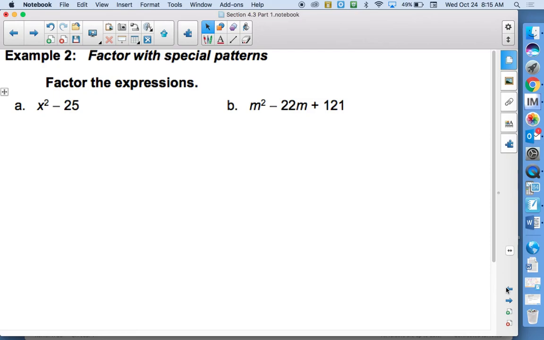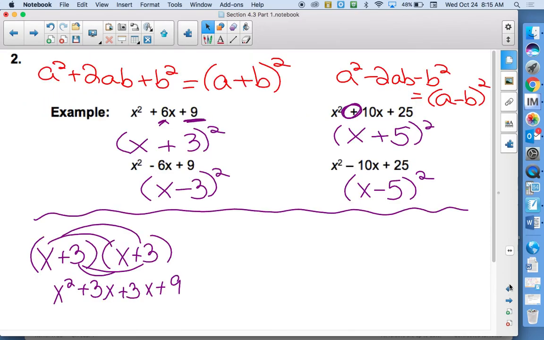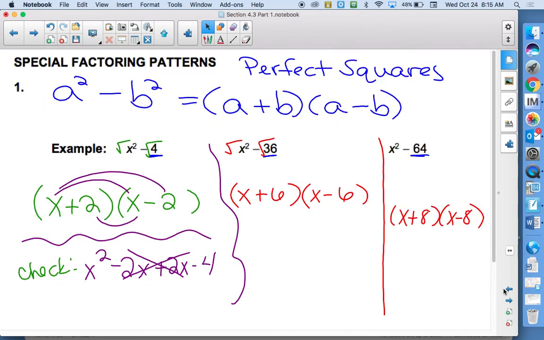And you might want to use that page, the previous page, for homework, especially with the special patterns. Like, keep that page open while you're doing your homework, just to kind of see. It has all 3 types of factoring that we went over today, so it's a good page to use as a reference.